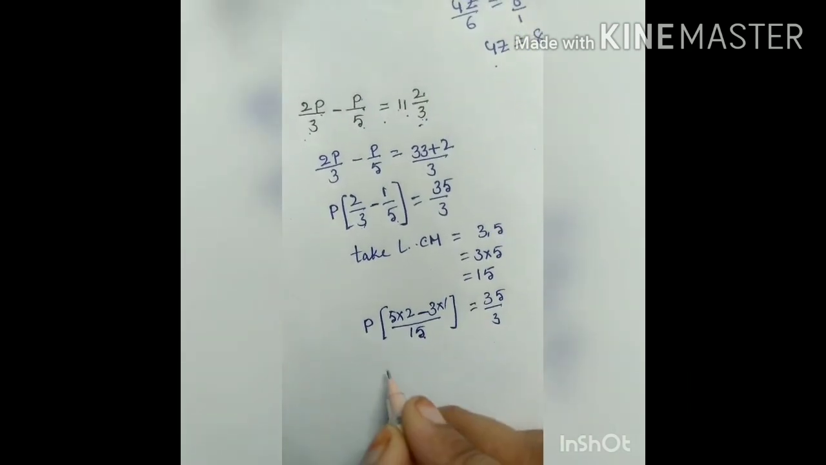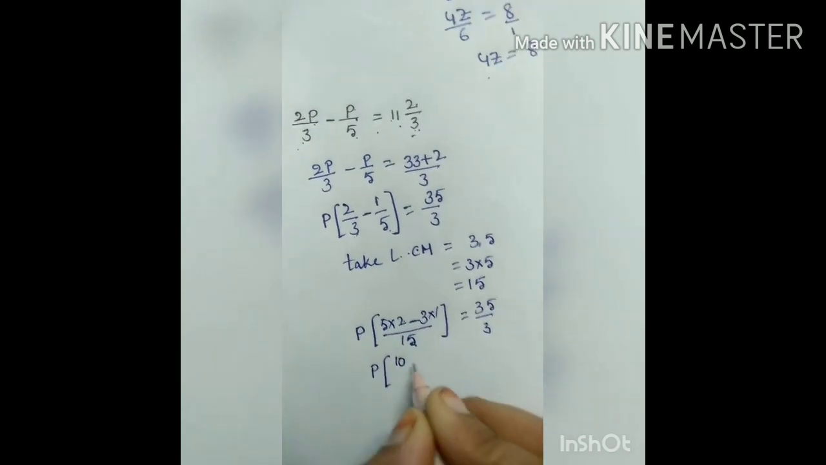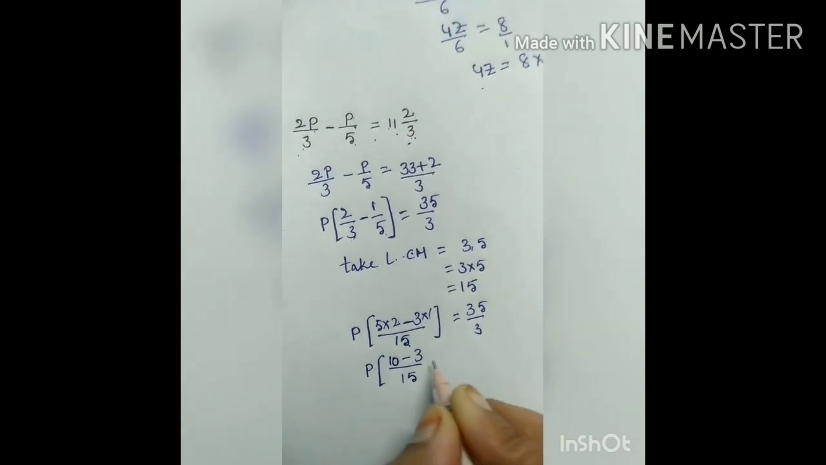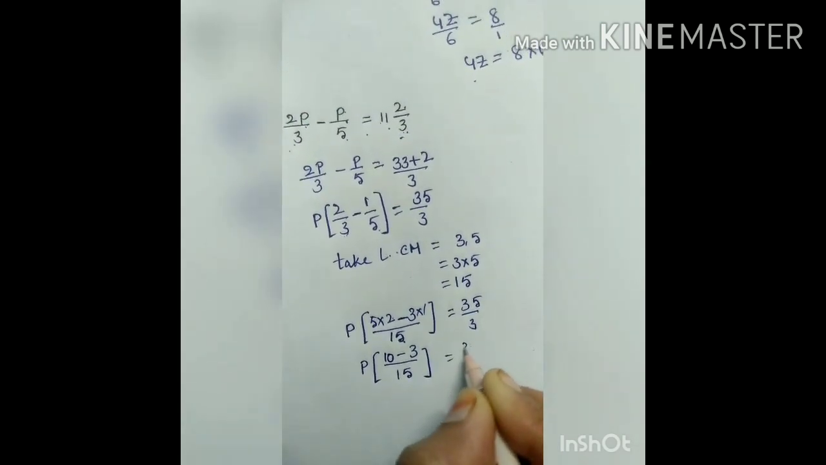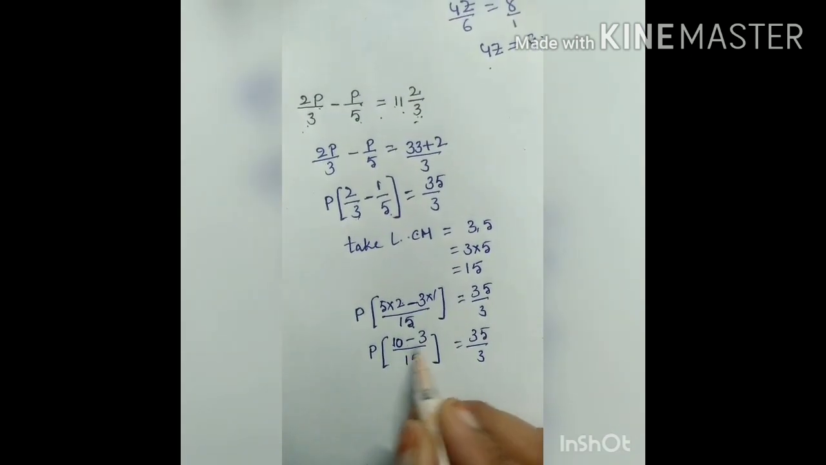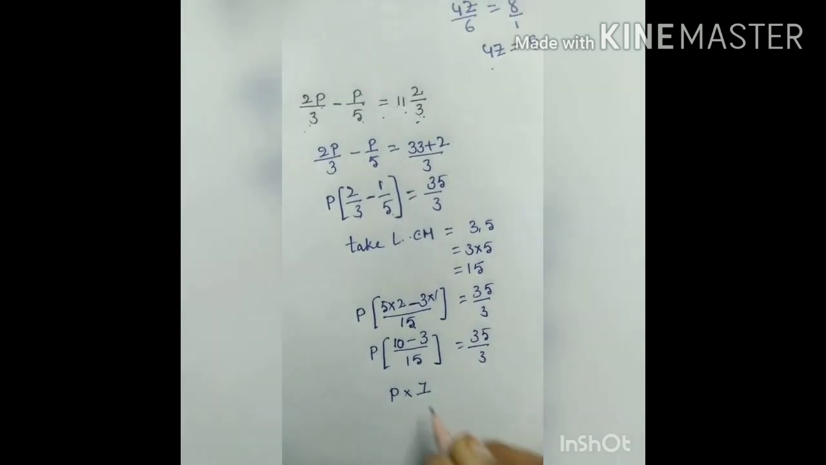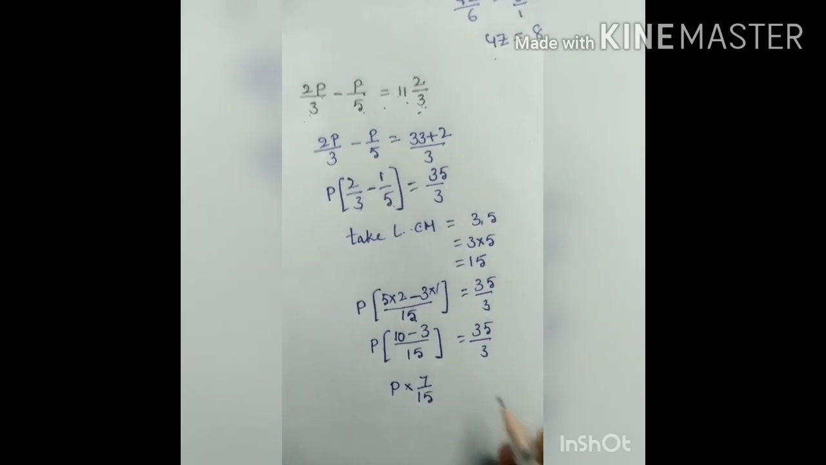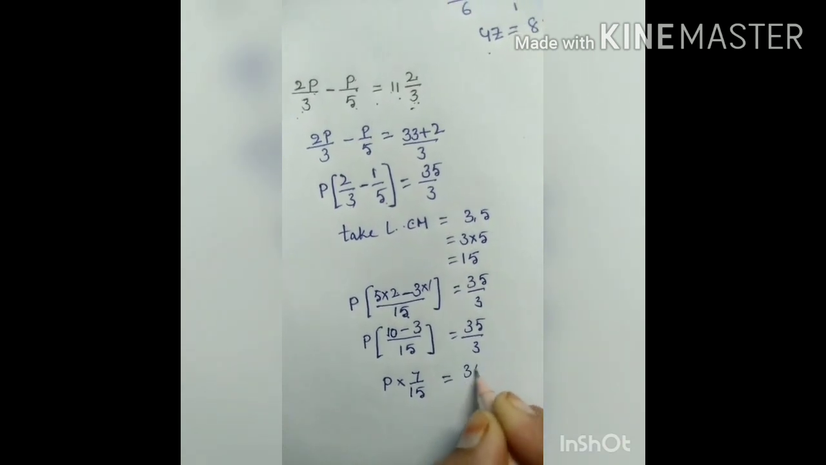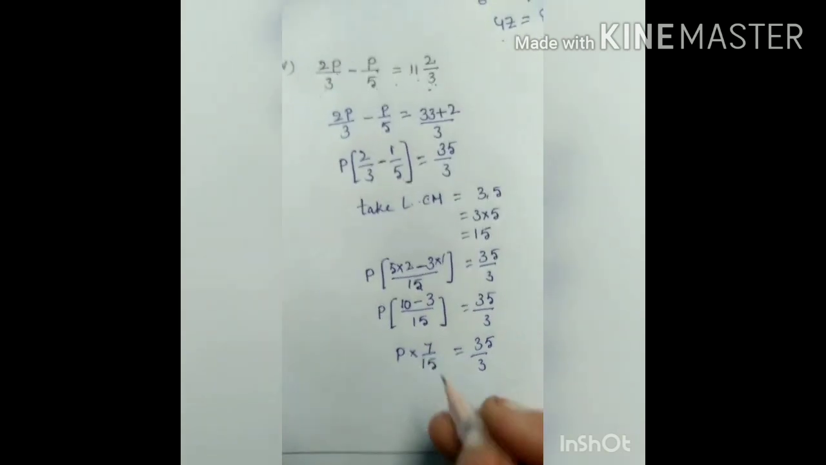Okay, next here p into 5 2s are 10 minus 3 1s are 3 by 15 is equal to 35 by 3. Here 10 minus 3 means p into 7 by 15. 10 minus 3 means 7 by 15 equal to 35 by 3.